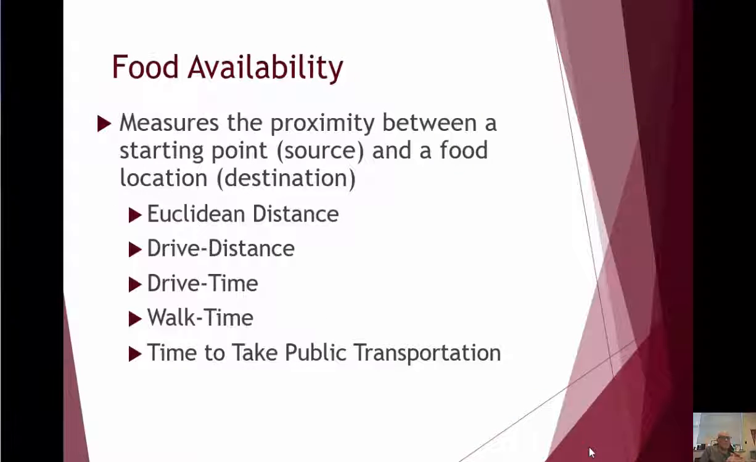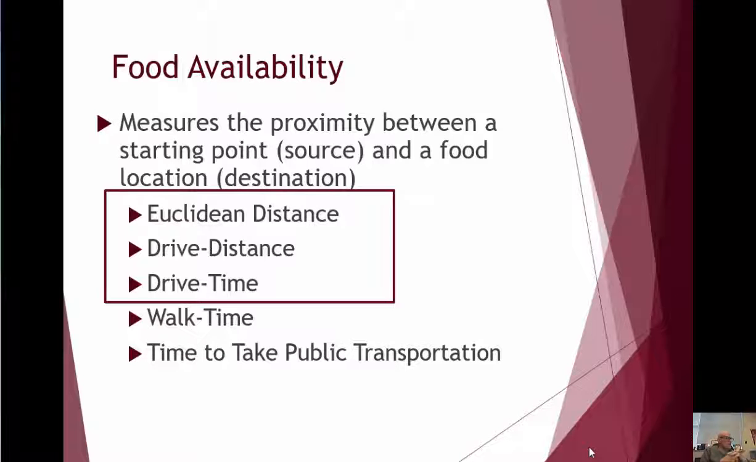So some of the options we've started to look at in this study was, I want to measure the proximity between a starting point such as my house and a food location, and I can group all the houses within a particular zip code or block group. And there's different ways to measure these. We can measure Euclidean distance. That's just straight line distance. That's really easy to calculate.